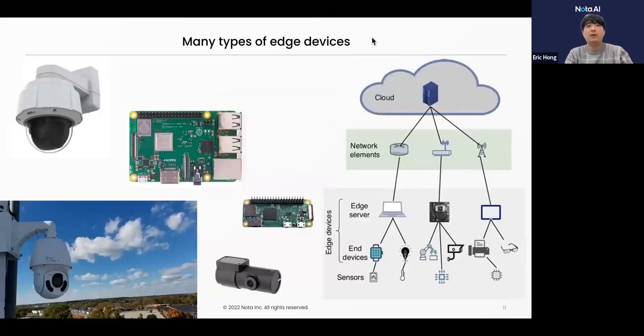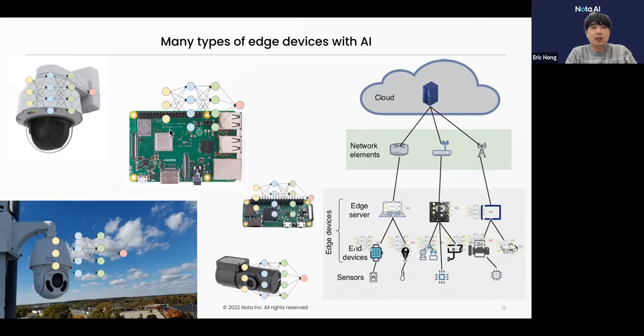So there are many types of edge devices. Literally, the definition of an edge device is an edge node of any type of network like this. There are edge devices, and we want to give intelligence, a brain, to the edge devices. That's what we are trying to do.